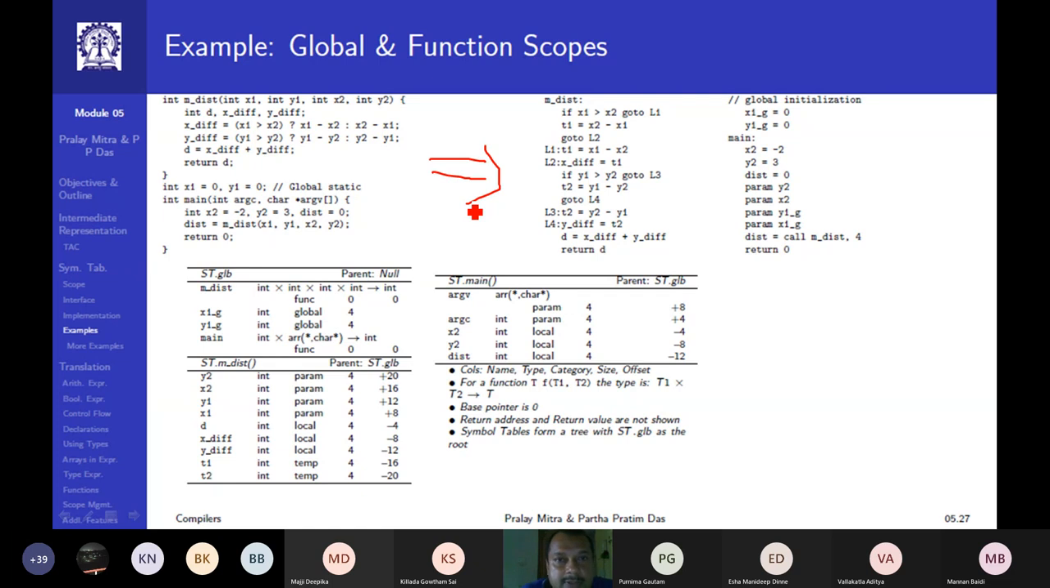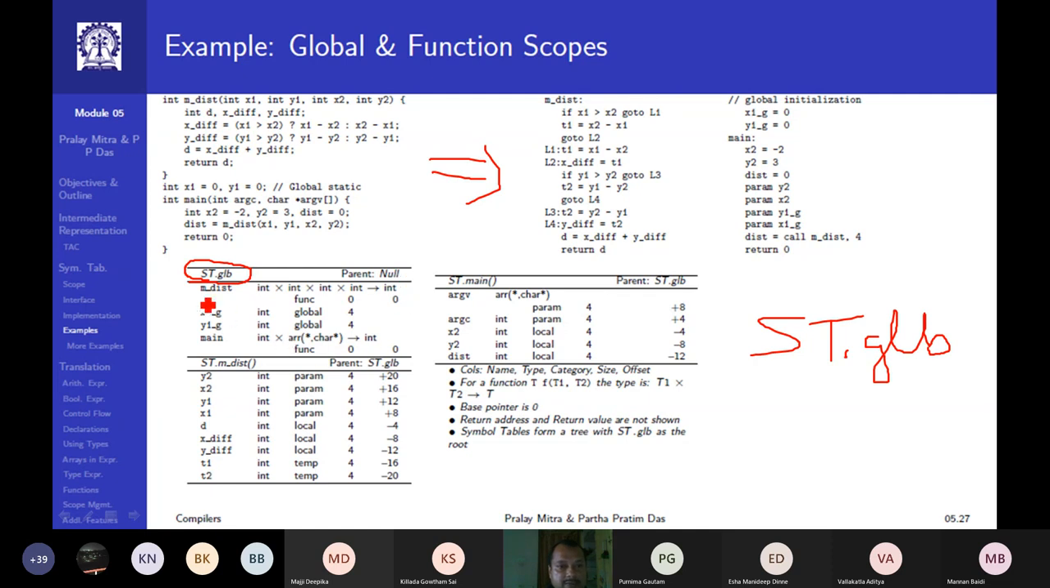How do they manage? They manage simply by having a separate symbol table corresponding to each function and each block. First of all, to include all the global variables, including the global function declarations and definitions, there will be one global symbol table. The name is st.glb, the first one. The global symbol table, this one. Who is the parent of this global symbol table? Null, nobody. It is global.